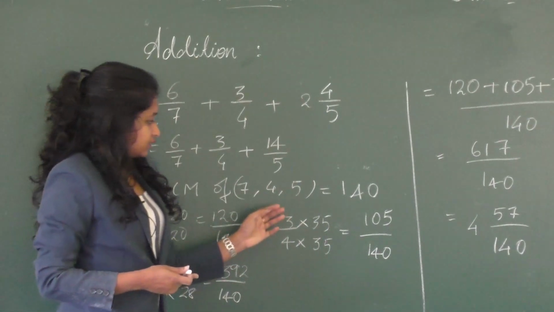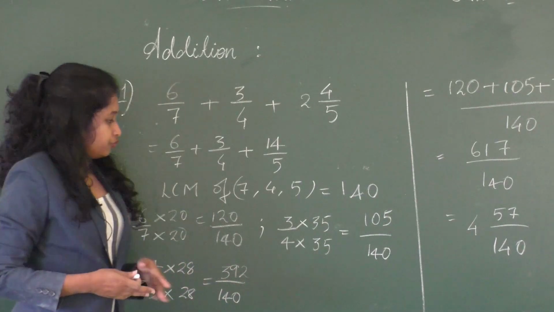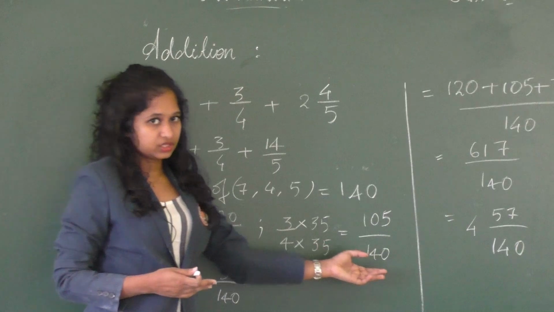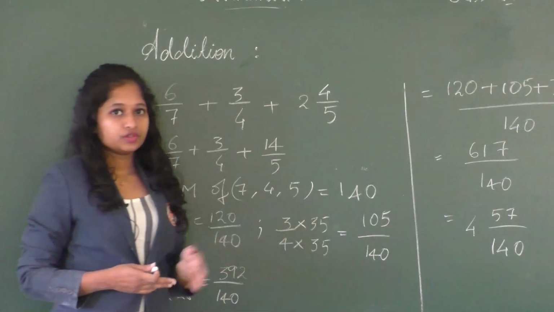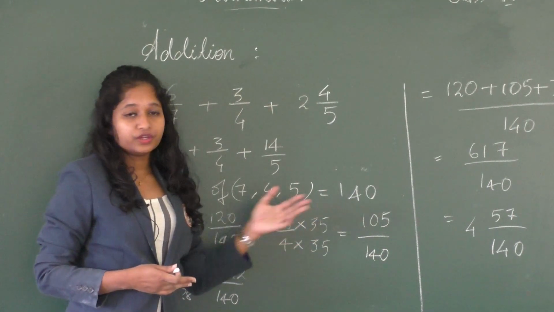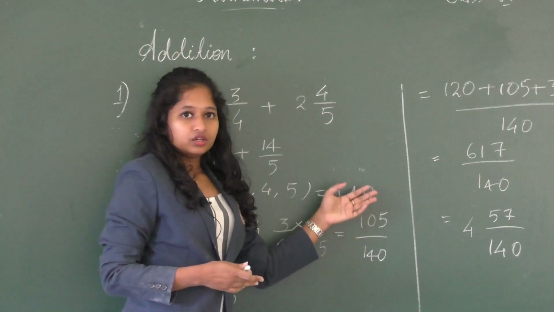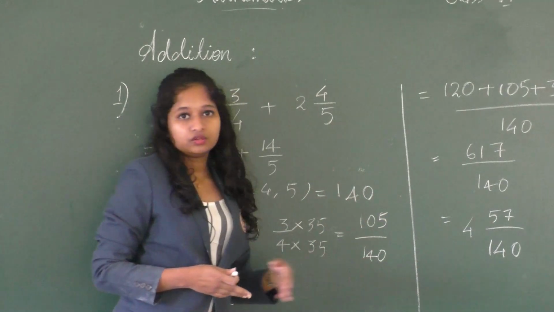The next fraction is 3 by 4. When you multiply 4 by 35, we get 140. So, multiply the numerator also by the same number. So, we get 105 by 140.